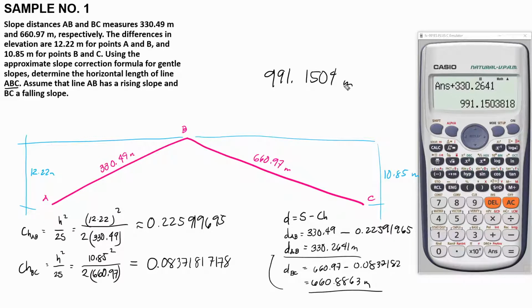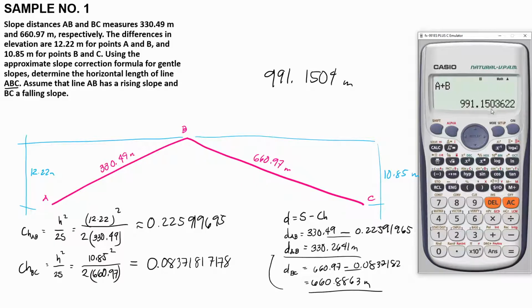991.1504 meters. So ideally, what we will add is the raw answer from here to here. Because if we do that, what answer will we get? Let's just check. The first is B to C, and then this one is B to A. If we add those, it will be accurate. So the result is almost the same.